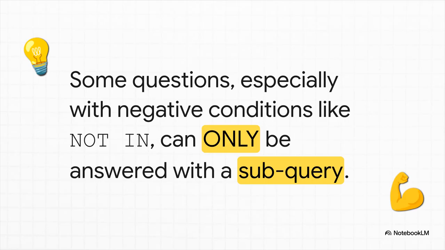So let me just say that again because it's so important. When you're dealing with negative conditions, when you're looking for what isn't there, a subquery is often the only tool for the job. This is true for not in, which we just saw, and another operator called not exists. Joins are built to find matches. These operators find the exact opposite.